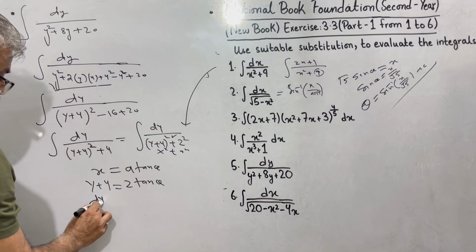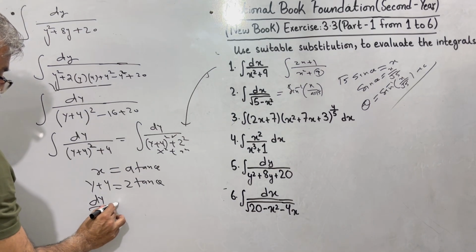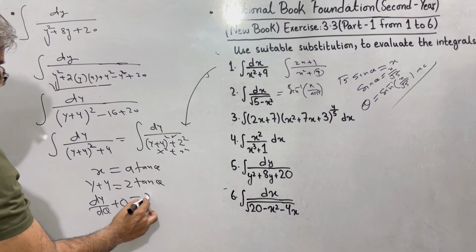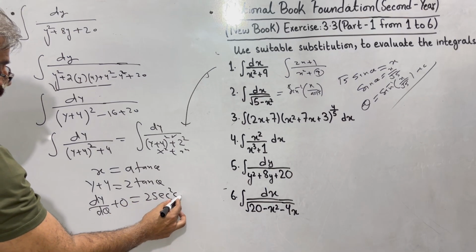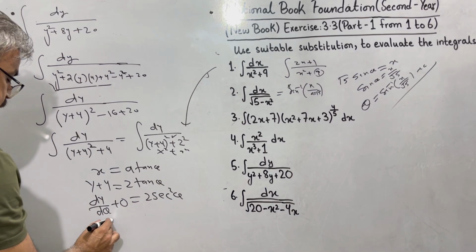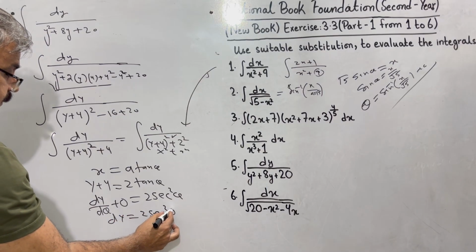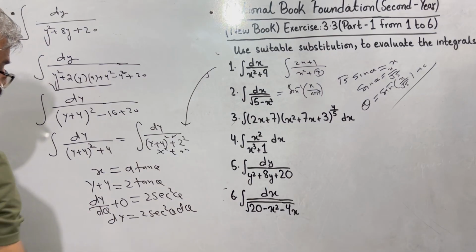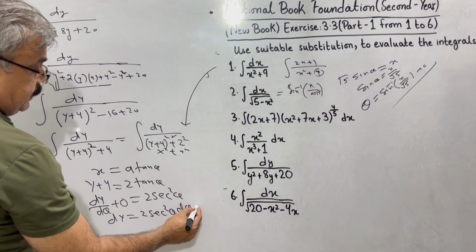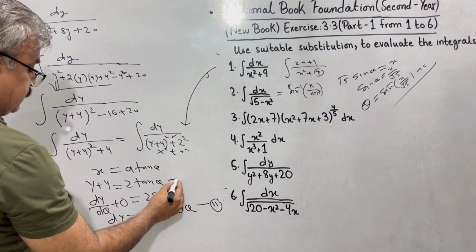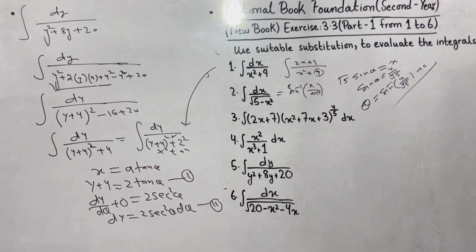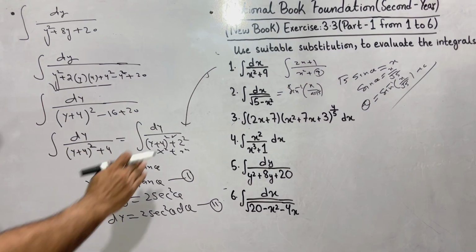Differentiate with respect to theta, dy over d theta. Differentiation of 4 is 0 and differentiation of tan is sec squared theta. Solve for the differential dy. We have dy is equal to 2 sec squared theta d theta. That's our number 2. That's my number 1.